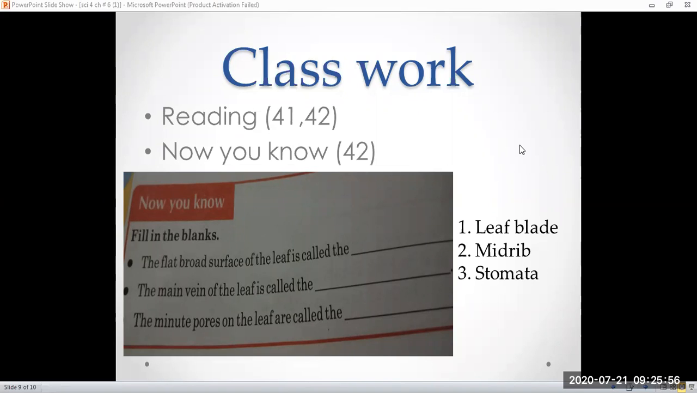Again, students, I am saying that you should do your work with very neat and clean handwriting, so it's very easy for me and I can check your work very easily. If you do your work with very poor handwriting, it's very difficult for me to check your work.